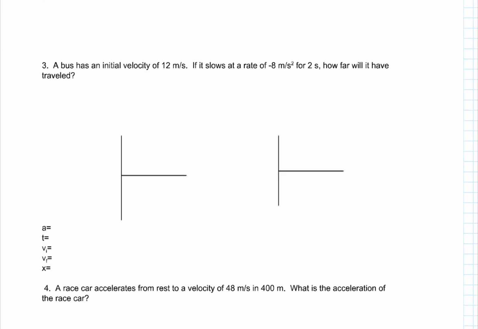Three, more of the same. A bus has an initial velocity of 12 meters per second. If it slows at a rate of negative 8 meters per second squared for 2 seconds, how far will the bus have traveled? So my givens are the initial velocity of 12 meters per second, slows at a rate of 8 meters per second squared.